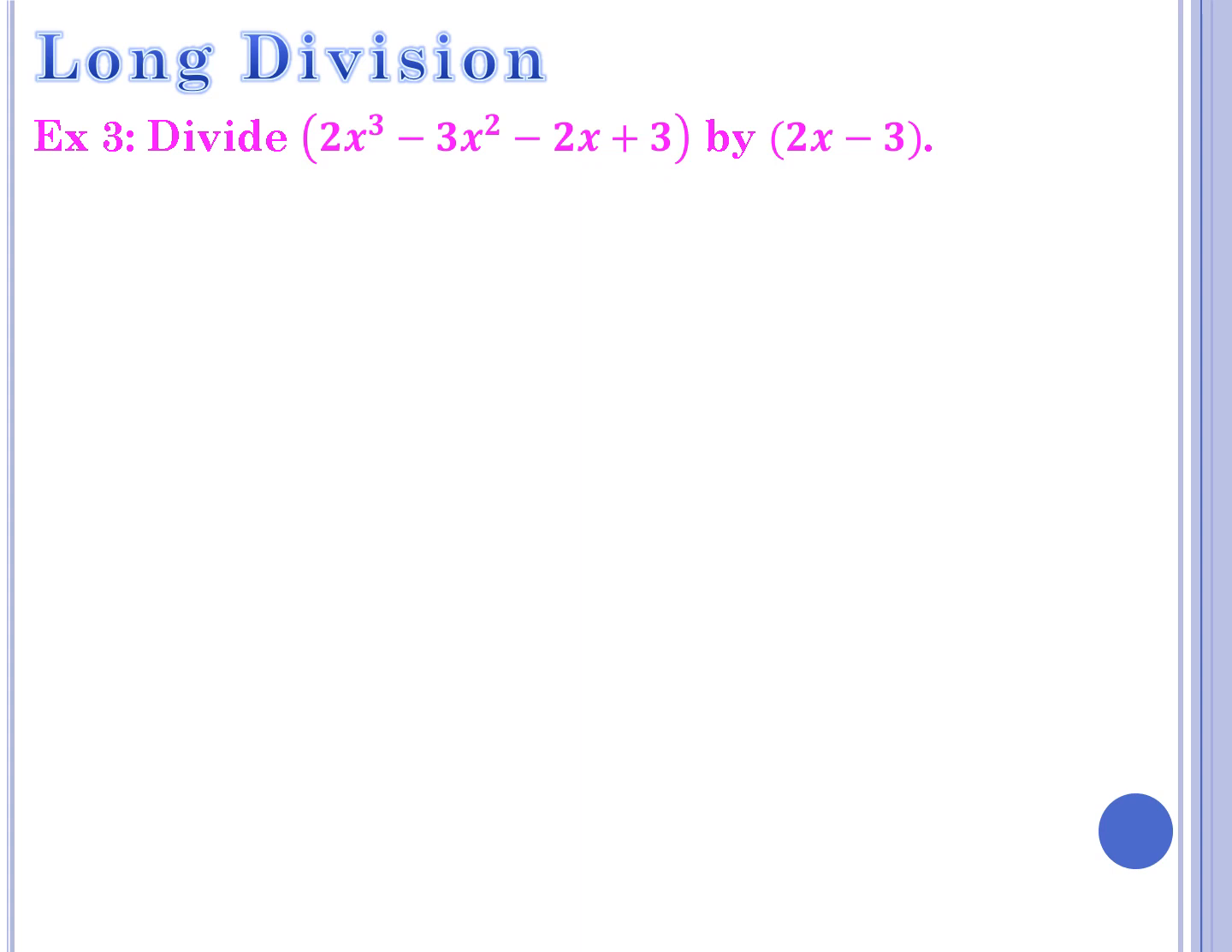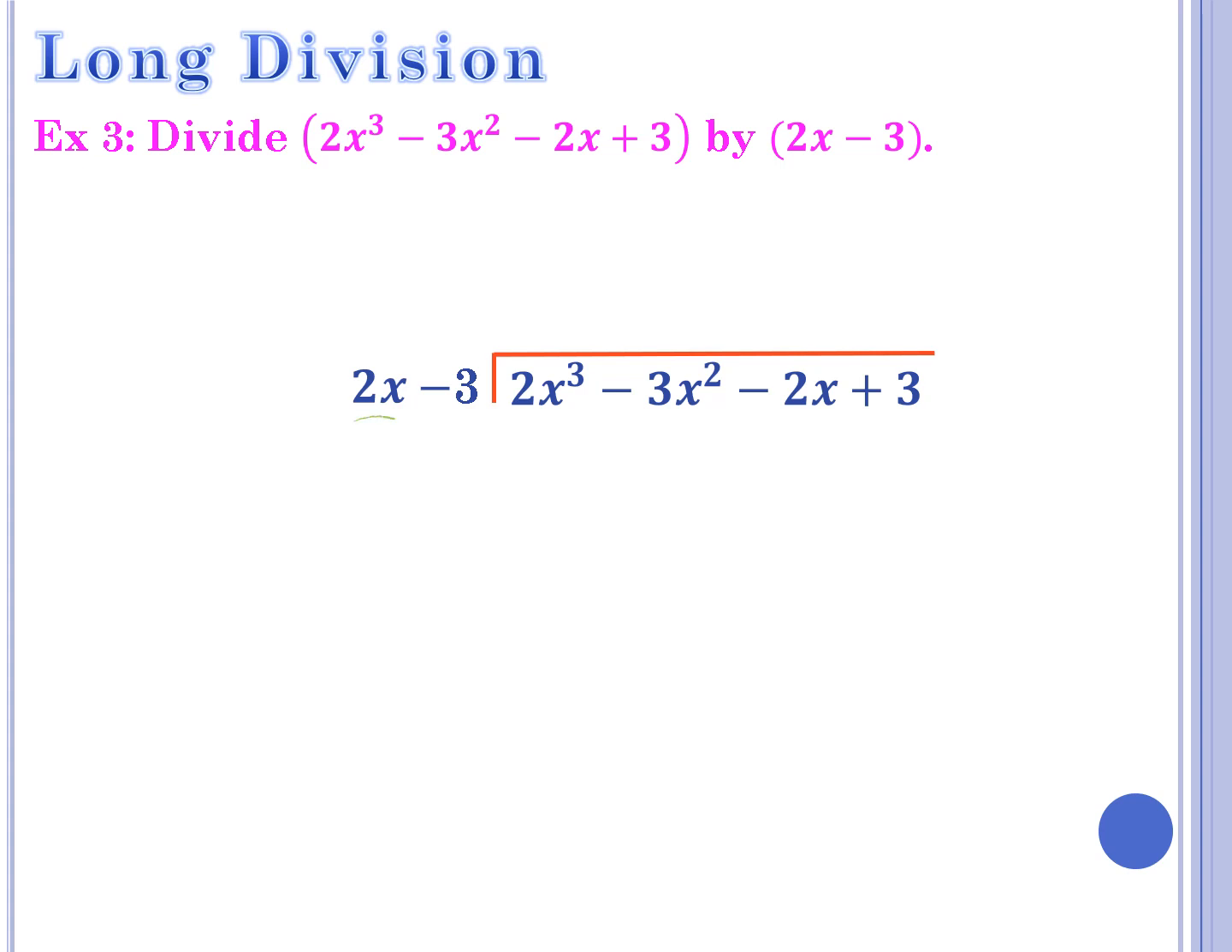Let's look at another long division. They want us to divide 2x cubed minus 3x squared minus 2x plus 3 by 2x minus 3. So the first term is my dividend. I go x cubed, x squared, x to the first, constant. We're good, no 0 terms. Let's look at 2x minus 3. Linear then constant. We're good, no need for 0 terms. So let's start.